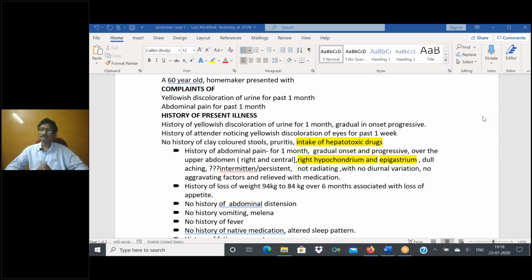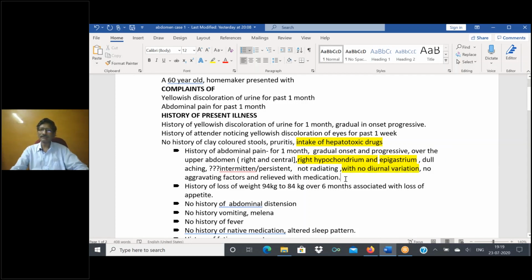Because you are telling right upper abdomen and central. If it is peptic ulcer, okay, in that case you can tell it as nocturnal. You are looking into nocturnal. So that's the implication. It's okay, you can mention it. It's not a problem. But you have to be clear about what is there in your mind.